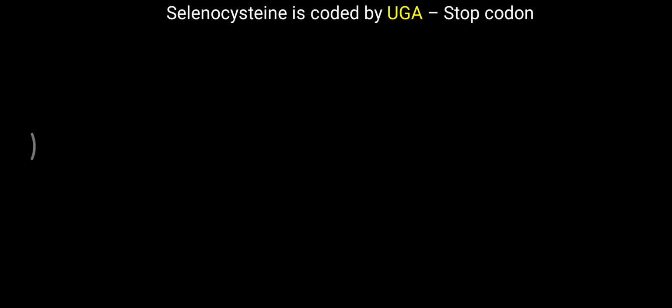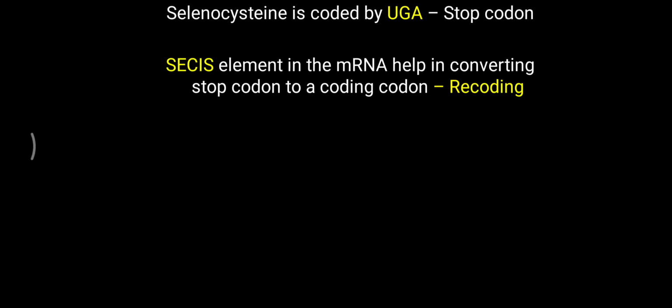Now, the interesting thing is that selenocysteine is coded by UGA, which is normally considered a stop codon. But this stop codon will be converted into a coding codon with the help of one particular element called the SECIS element. Just like the name selenocysteine, the SECIS element in the mRNA helps in converting this stop codon, UGA, into a coding codon, and that particular reaction is called recoding. Recoding is the presence of an element that converts a stop codon into a coding codon. So that is about selenocysteine.